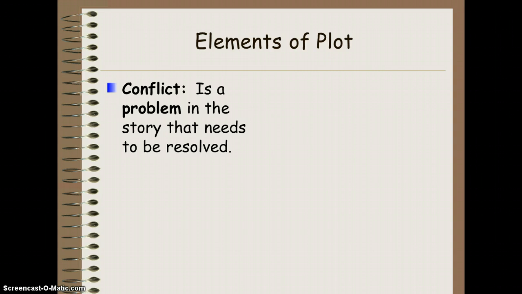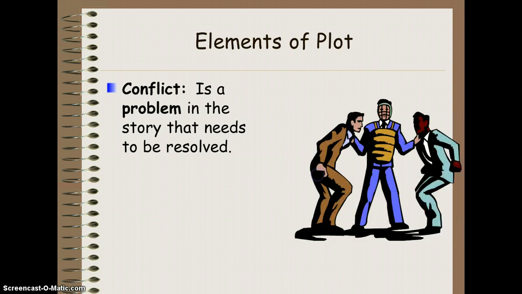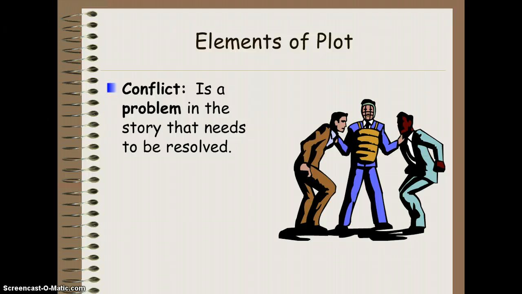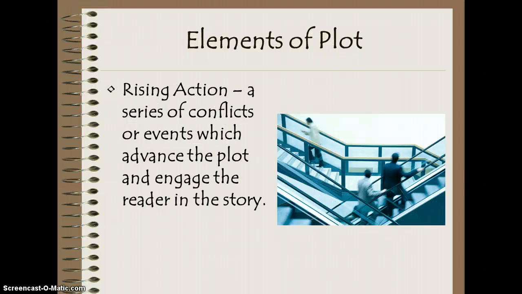Conflict. It's a problem in the story that needs to be resolved. There can be more than one conflict in the story, and we'll discuss the different types of conflicts as we come along, but it's really the problem that needs to be solved. The rising action is the series of conflicts or events that engage the reader, that move along the action, that kind of get you to where the conflicts are resolved. So it's really the series of conflicts along the way.